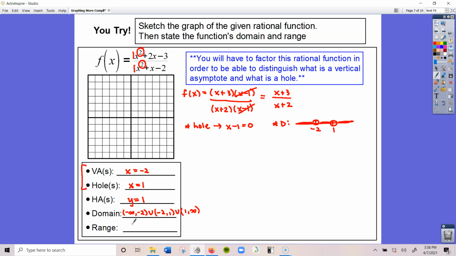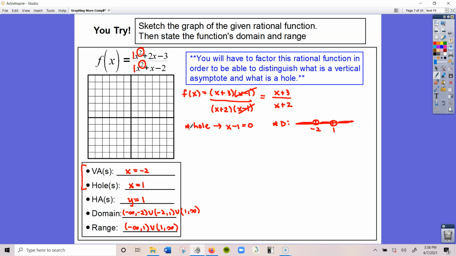My range is affected only by the horizontal asymptote. So this is the value that I will exclude from the range. So my range is going to be from -infinity to 1, union 1 to infinity.